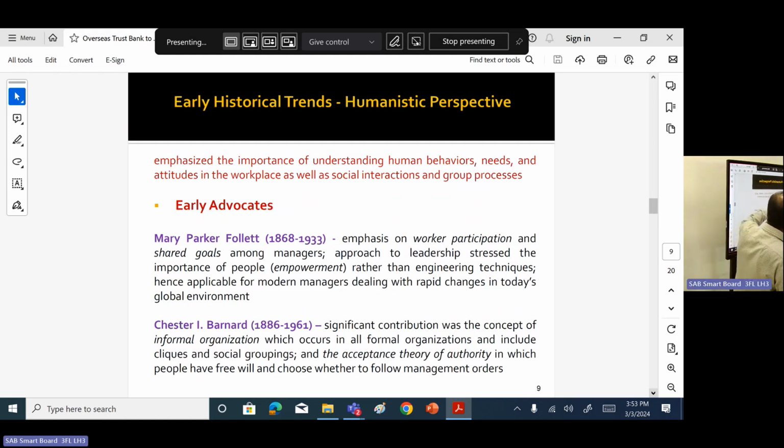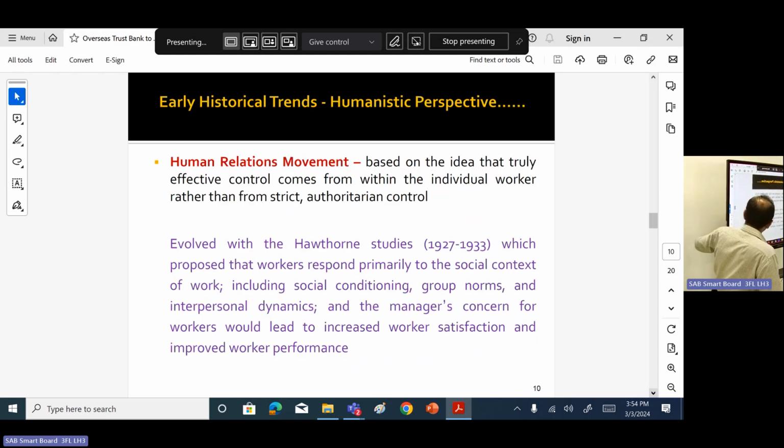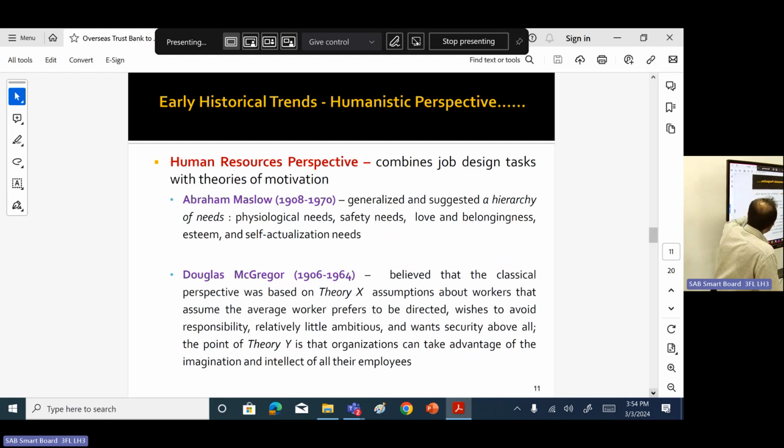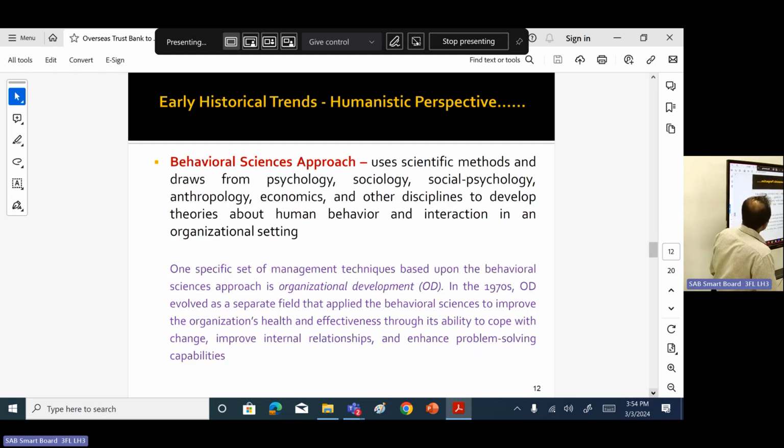Right, in the previous one we had 3 principles, no? Here we can identify 4 pillars. This is one: early advocates and their contribution. Then the human relations movement with the Hawthorne findings, the human resource perspective with the motivational theories, then the behavioral science approach with the contribution of different disciplines to manage. All these should be summarized under the humanistic perspective.